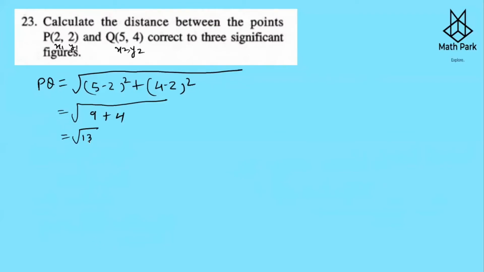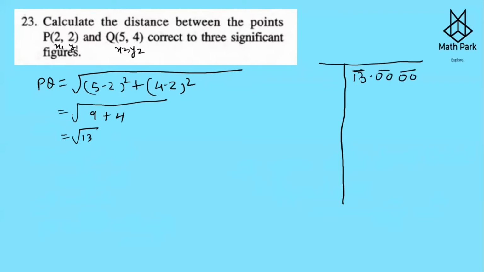Now 13 is not a perfect square, right? So we will be finding the square root of 13. So find the square root of 13 by long division method. So finding the square root of 13. So we write 13 here. We put a bar on this. Long root we have already learned in 8th grade.